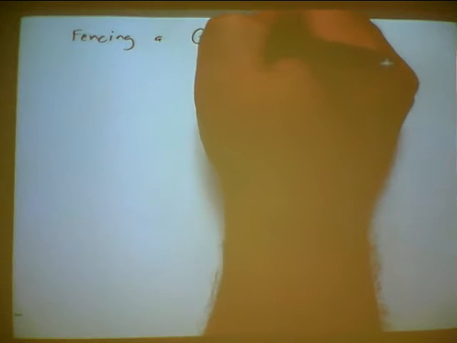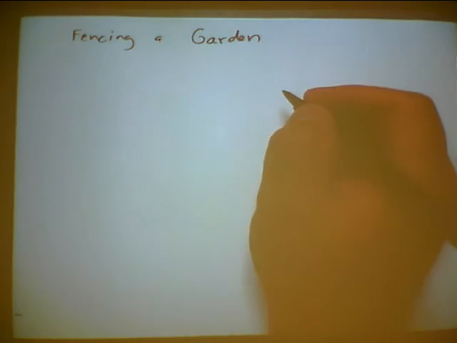I'm now going to work a story problem out of section 2.3. The first one is going to be number 65, fencing a garden. So let me read it.